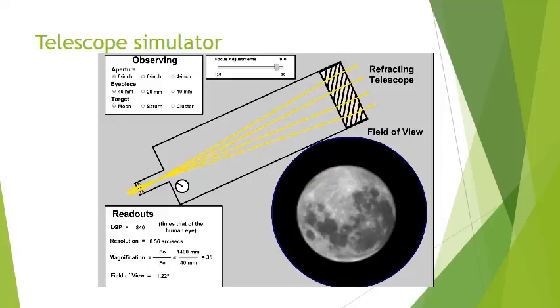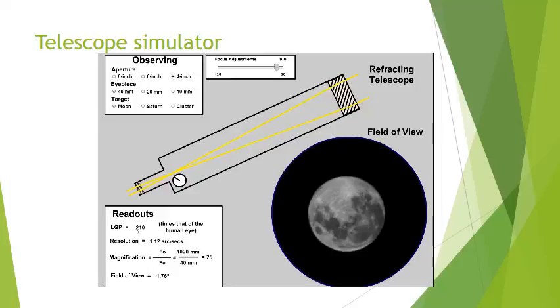Light gathering power has everything to do with the size of the telescope. The larger the telescope, notice my 8-inch telescope has a light gathering power of 840 times that of the human eye. When I use a 4-inch telescope, just half the size, notice that it's only 1/4 the light gathering power, only 210 times the light gathering power of the human eye. We also get the resolving power and the magnifying power of these various telescopes.